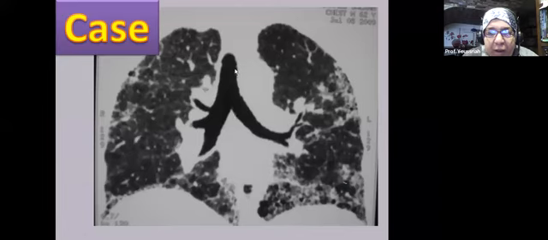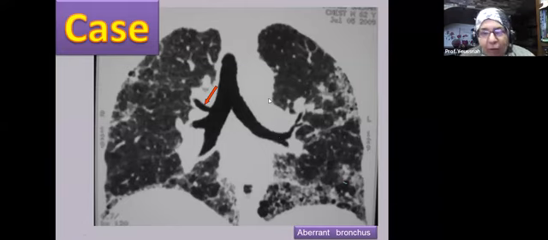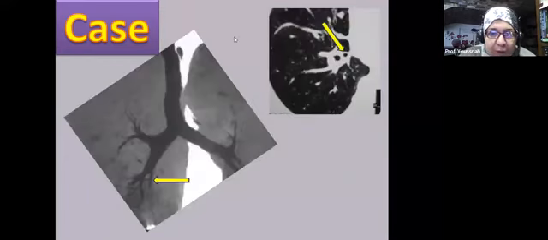Okay. Now, in this case, we have the trachea, then the carina, and then the main bronchus, as you can see here. Up on the right main bronchus, there is an aberrant bronchus arriving, not from the trachea, but from the bronchus. You can call it an aberrant bronchus, you can call it a displaced bronchus, or you can call it a tracheal bronchus also.